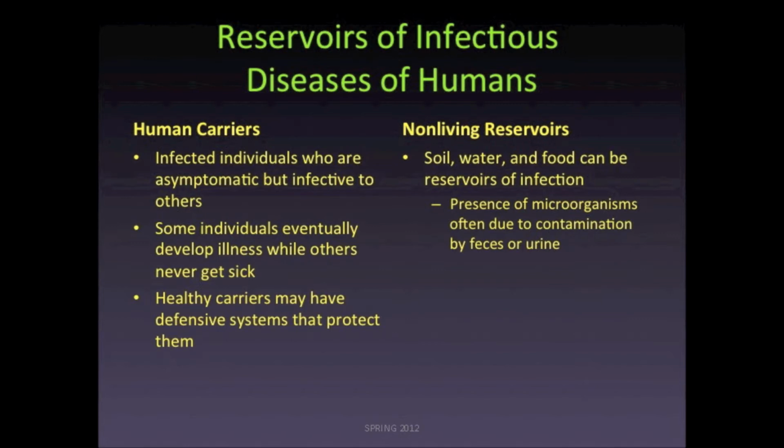Soil, water, and food can serve as non-living sources of pathogens. Typically, these non-living reservoirs serve as sources for infection due to contamination with fecal material or urine. Food that has not been properly prepared or stored can also act as a reservoir for pathogens.